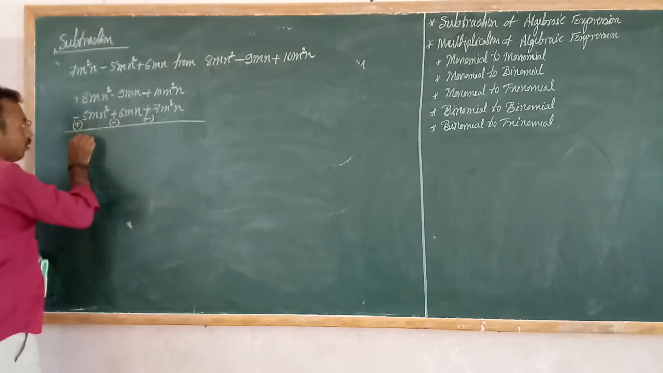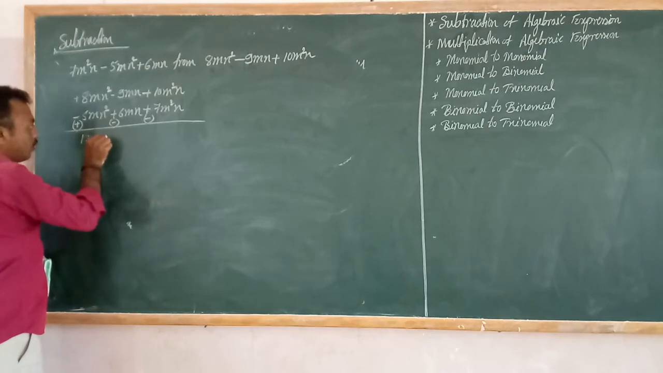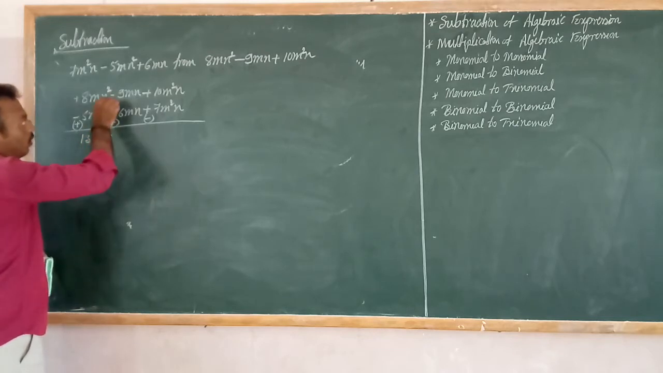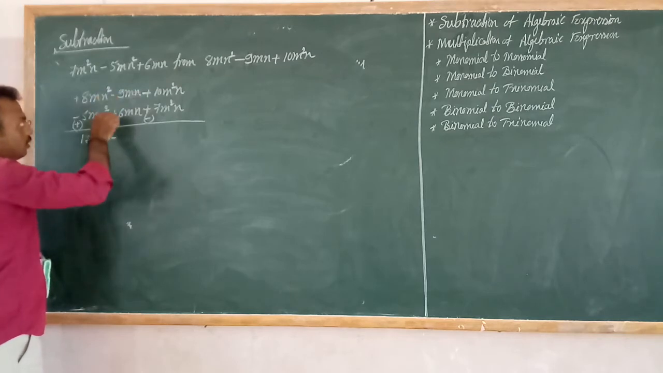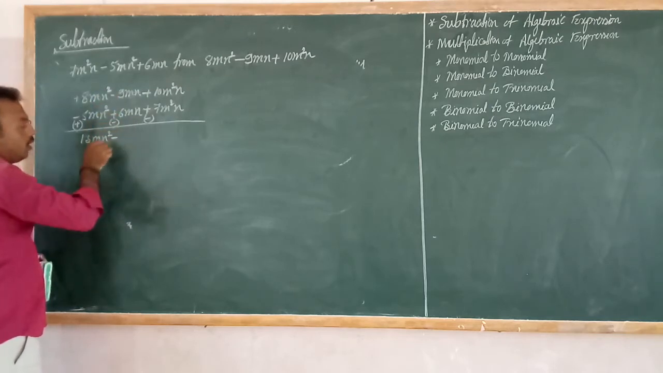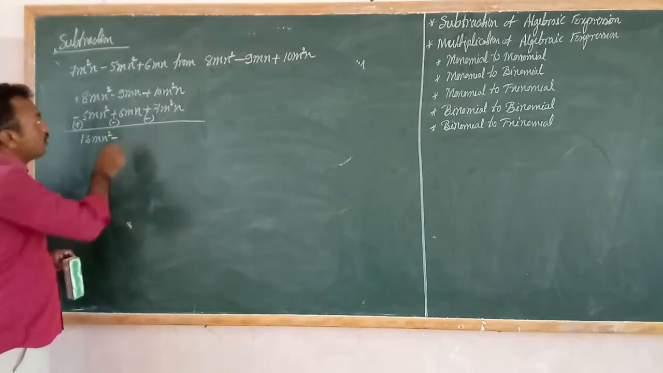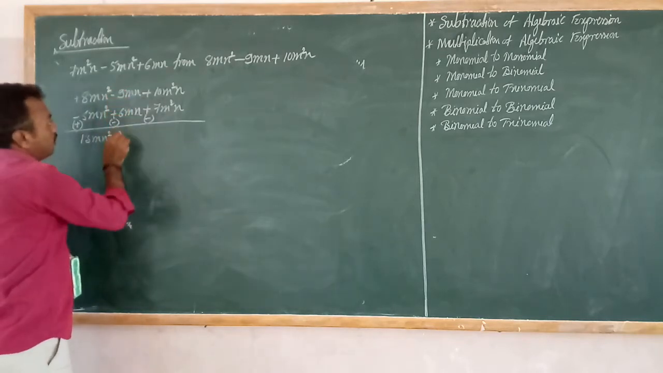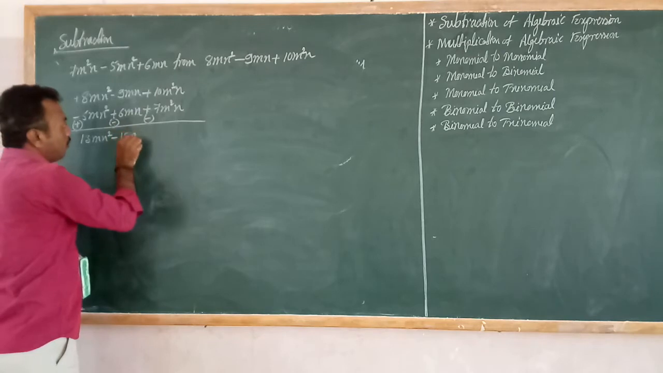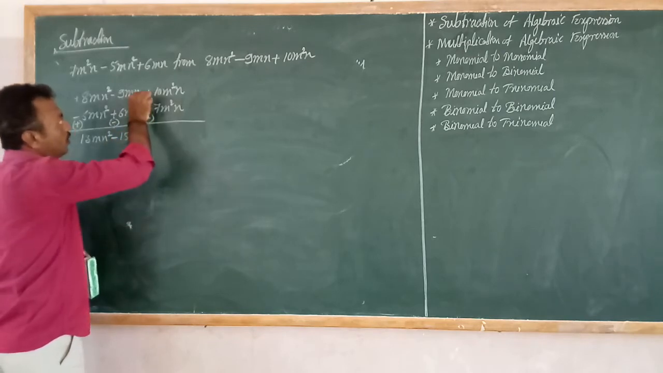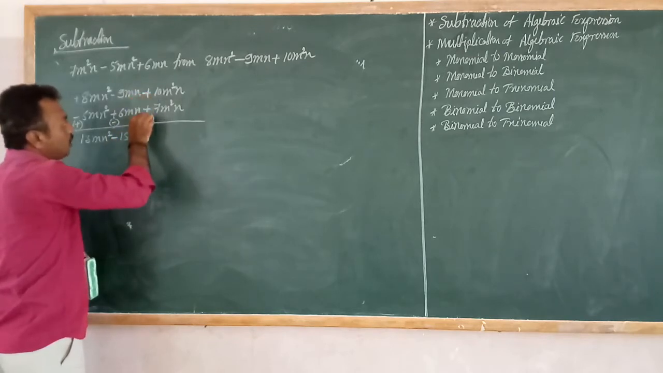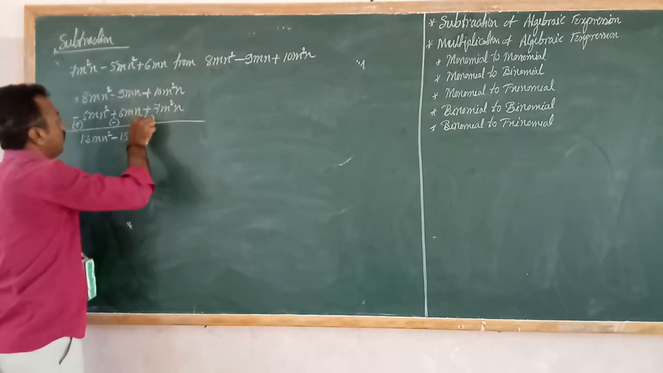8 plus 5, 13mn square. After that minus 9mn, minus 6mn. The signs are the same, so we have to put the same sign only. When the signs are the same, we have to do addition. So 9 plus 6 becomes 15mn. Okay. After that, plus is there, here minus is there. So the signs are different here. When the signs are different, we have to do subtraction.